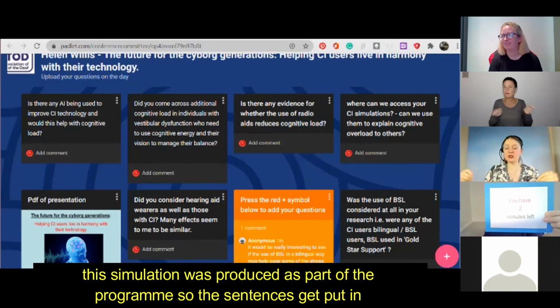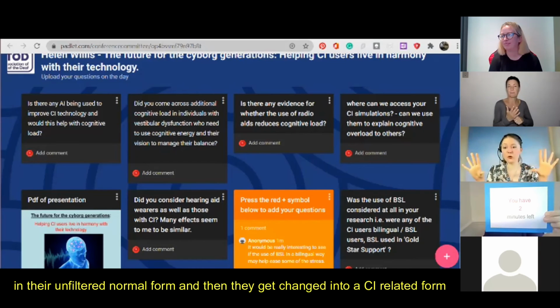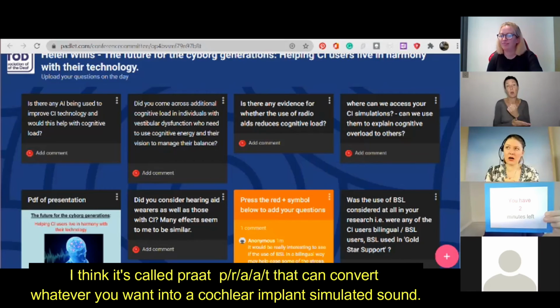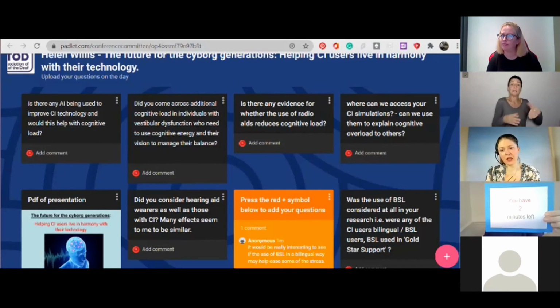The simulation was produced as part of the program. So the sentence gets put in, in its unfiltered normal form, and then gets changed into a simulated form. And I've got no direct recordings of that, unfortunately. But there is software that you can use. I think it's called PRAAT, that can convert whatever you want into a cochlear implant simulated sound.